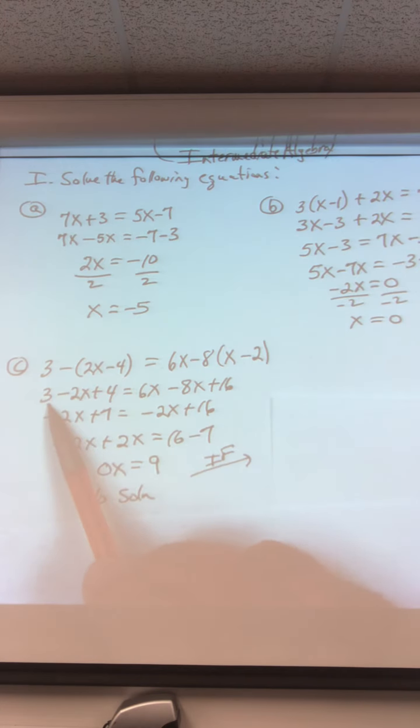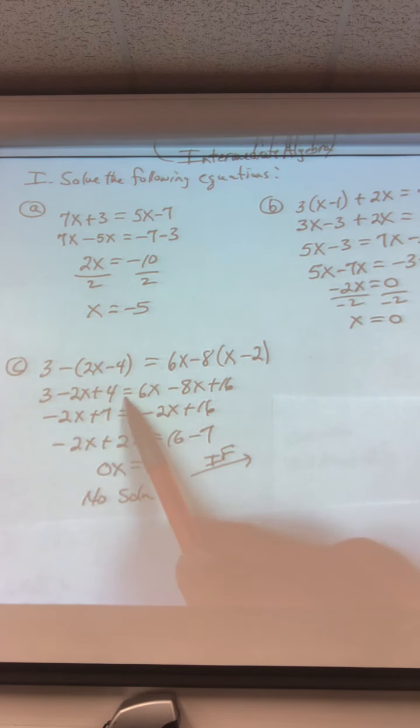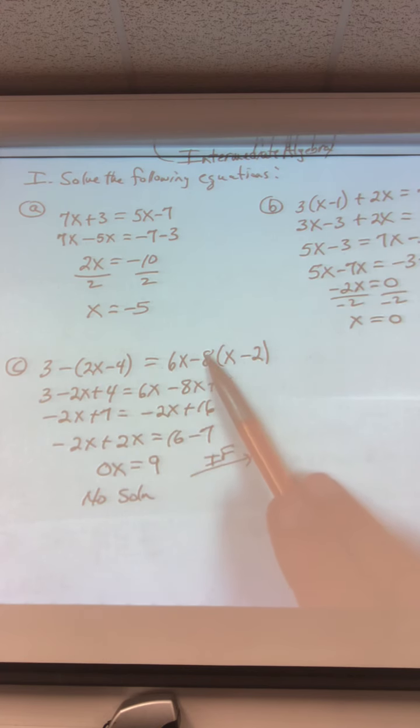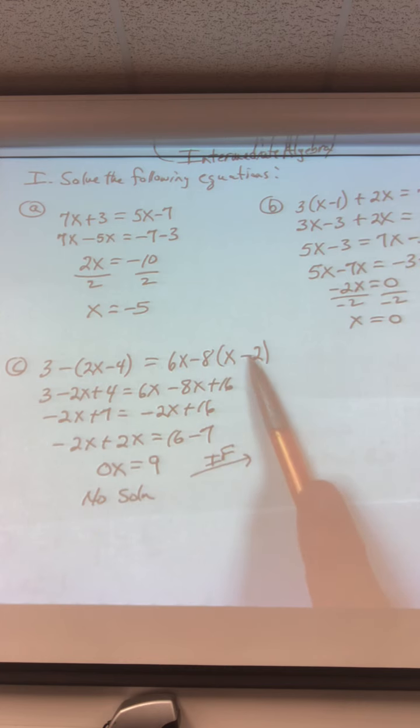So bring the 3 down. Negative 1 times 2 is negative 2x. And negative 1 times negative 4 is plus 4. Equals. Over here, bring the 6x down. You're distributing with this 8. This is 8 times what's in here. But don't lose sight that this 8 is negative. So it's negative 8 times x, which is negative 8x. And negative 8 times negative 2 is plus 16.